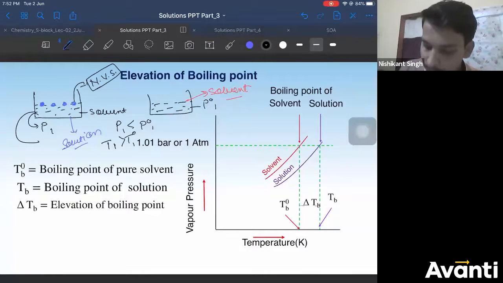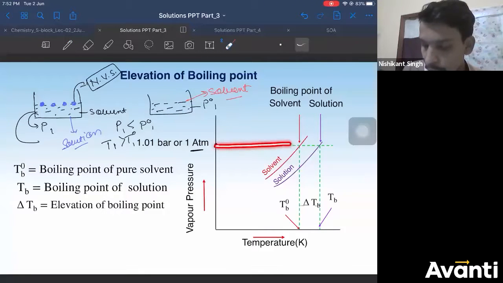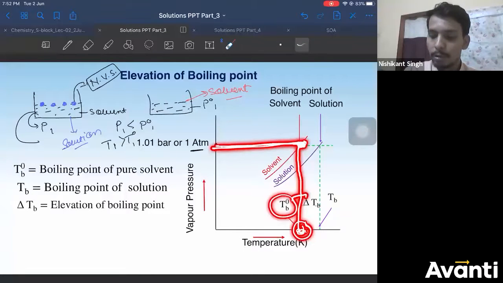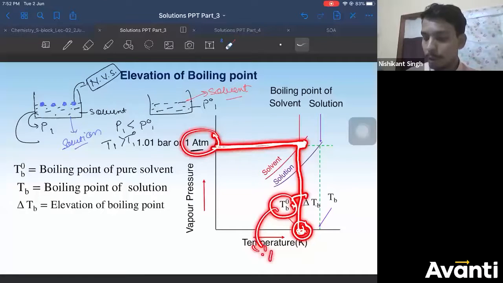This is the 1 atmosphere pressure. So for solvent, the vapor pressure becomes 1 atmosphere at what temperature? This temperature, let's say T0B. T0B is the boiling point of solvent. So at this temperature, vapor pressure of solvent becomes equal to 1 atm. This is the definition of boiling point. So this is the boiling point of solvent, T0B.